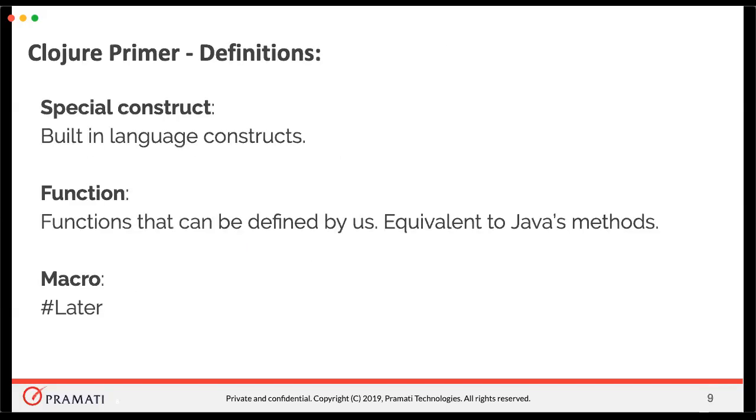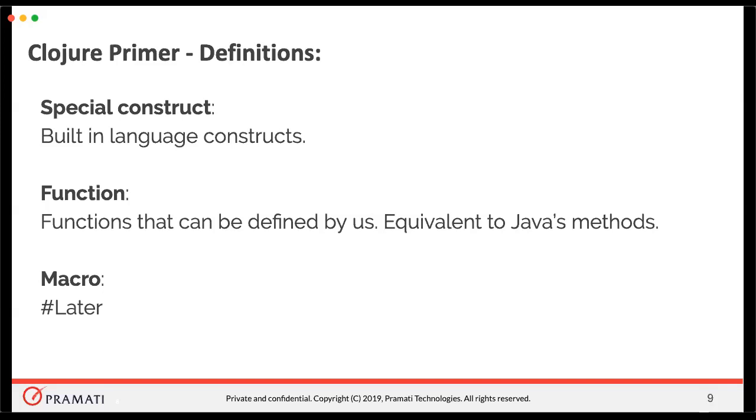Let's see what those are. Special constructs are built-in language features. For example, you can think of them as keywords that we have in Java, something like public, class, int. You don't have any idea of what exactly it is until you take a stand to dig through the JVM implementation, and you'll not be able to define special constructs by yourself.